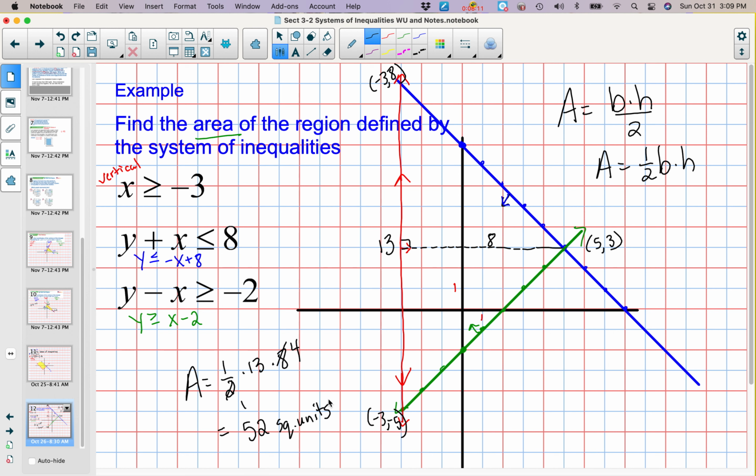So sometimes you have to take the strategies of graphing the inequalities and you might have to do something else, like find the vertices, or in this case, we had to find the area. So we've got to pay attention to the type of question that you are asked. So that takes care of our examples and our notes from section 3-2. This is part B, and you'll have a homework assignment that will help you learn this.